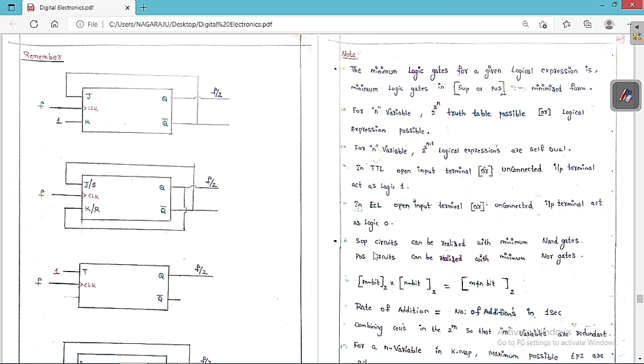Therefore, sum of product circuits can be realized with minimum NAND gates, whereas POS circuits can be realized with minimum NOR gates.